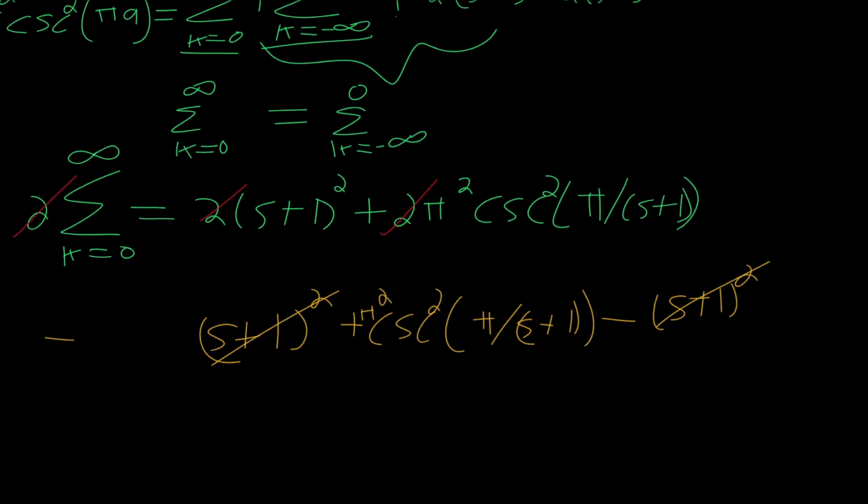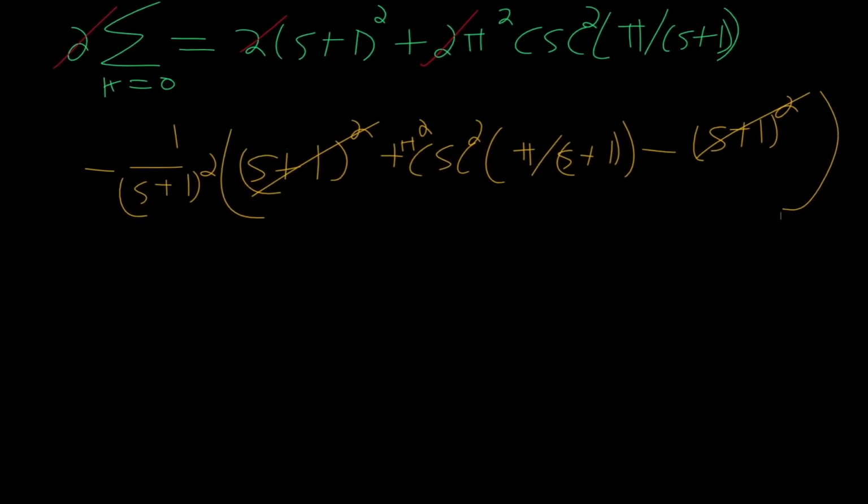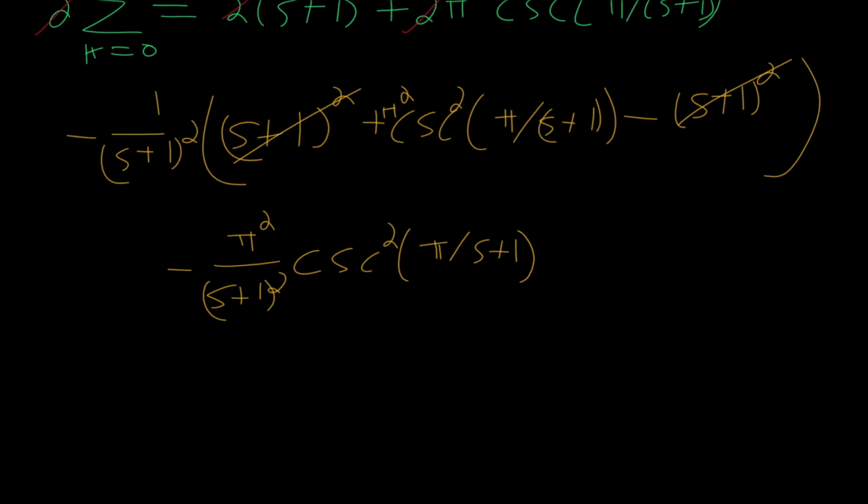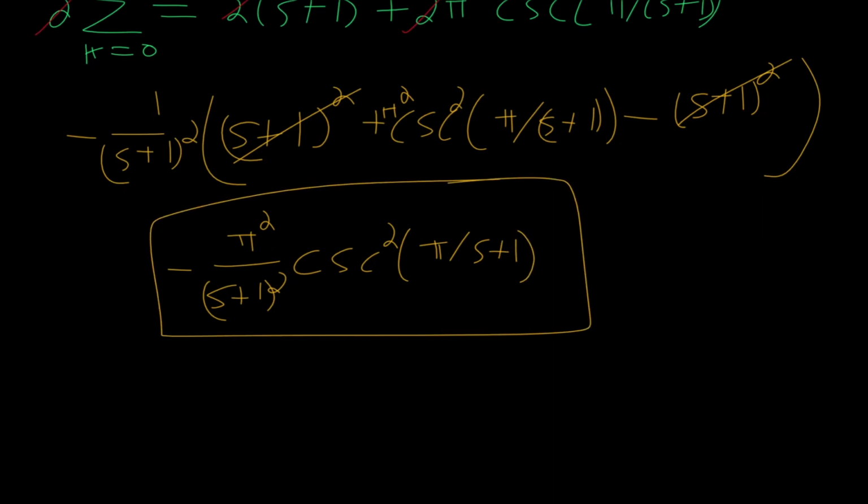Then you will remember that we have a minus 1 over s plus 1 all squared being distributed. Thus, our answer is just going to be minus 1 over s plus 1 all squared, and then times pi squared, or I'll throw the pi squared actually at the numerator, so pi squared times cosecant squared of pi over s plus 1. And that right there, ladies and gentlemen, is our result.